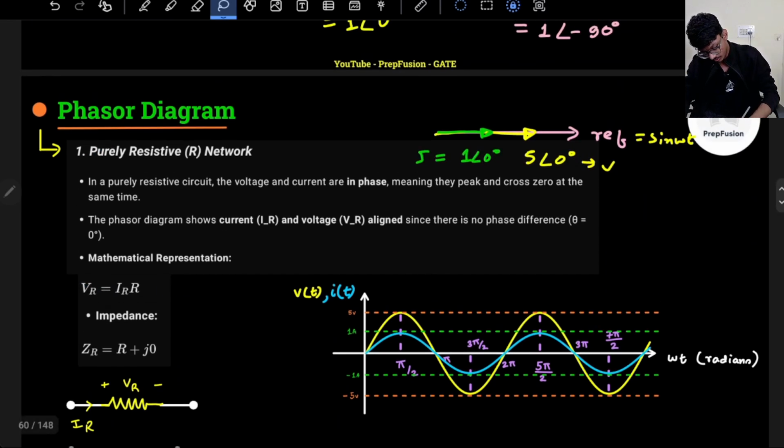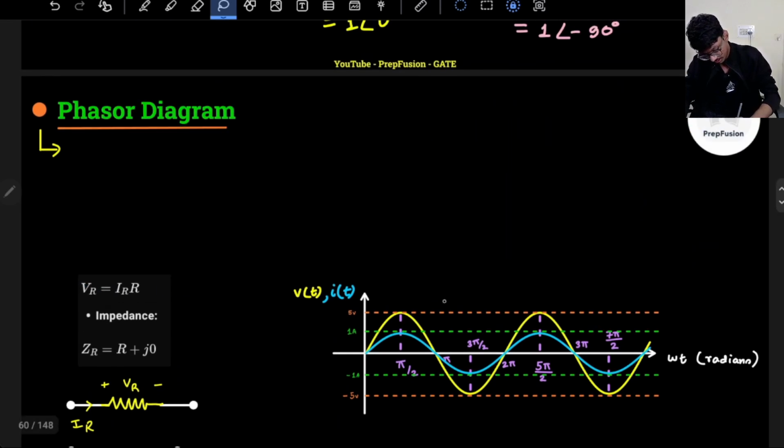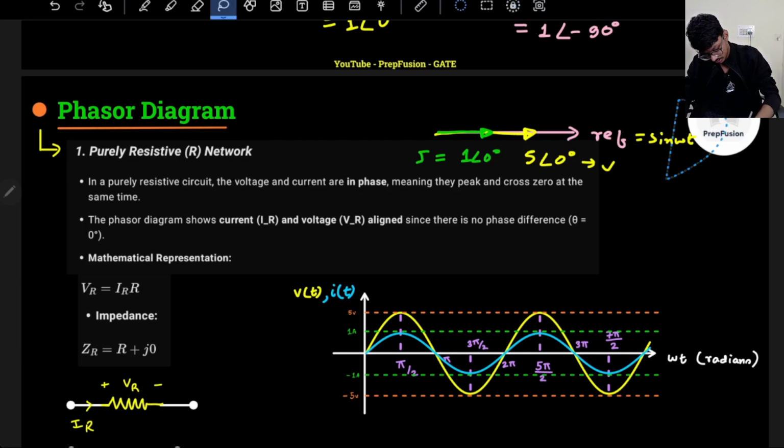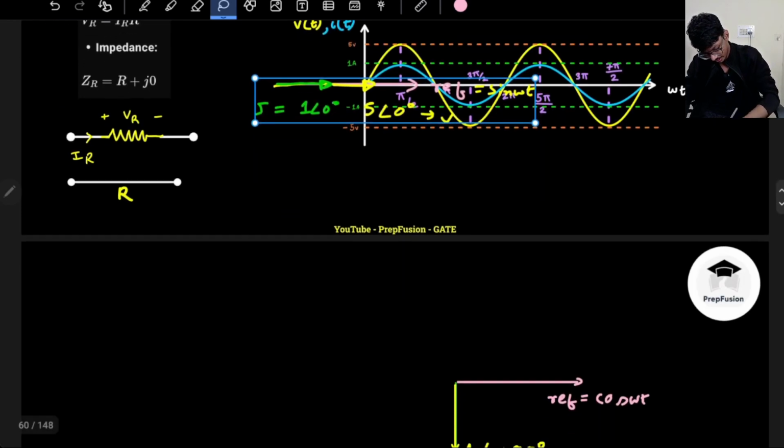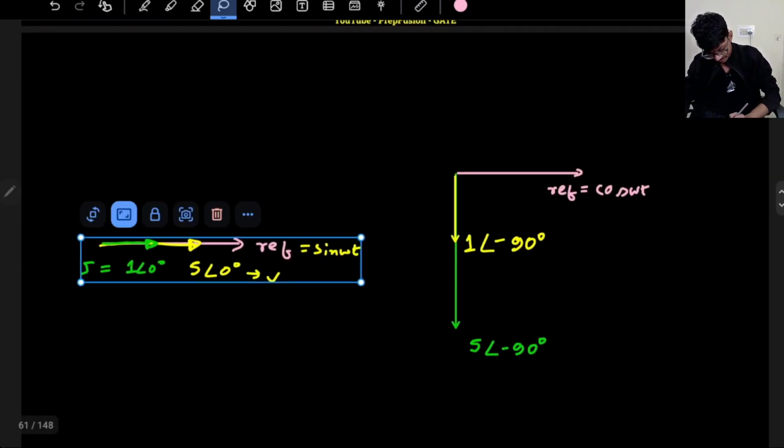I hope you have understood this point. What I will do is take this one as well to the next page. That would be better, basically to do a comparison.